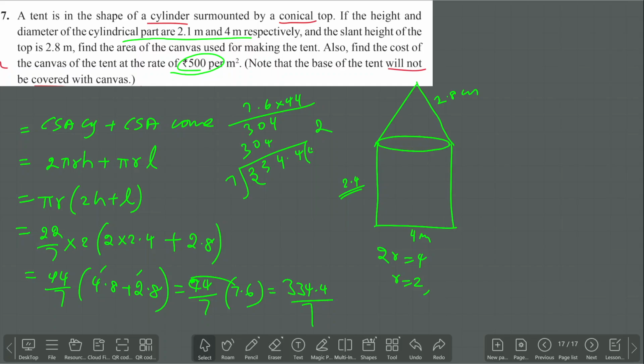4 7s are 28. Remaining I am getting 5. The 4 you bring here. 7 7s are 49. Remaining 5 you will be getting. Point is there. Bring that 4. 7 7s are 49. Remaining 5 again, point is there already. 7 sevens are 49, 1 0, again 1, it will continue. So approximately 47.771, that is the answer.